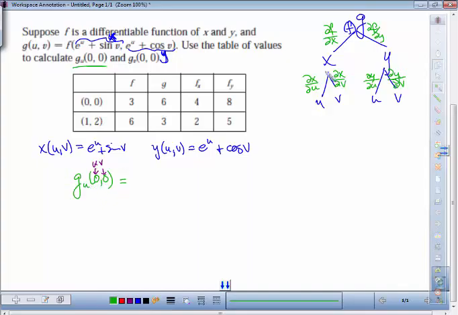According to our diagram here, we want to get to u, and there's two paths to get there. We're going to take this path going through x, so that's the partial of F with respect to x times the partial of x with respect to u, plus the partial of F with respect to y times the partial of y with respect to u.